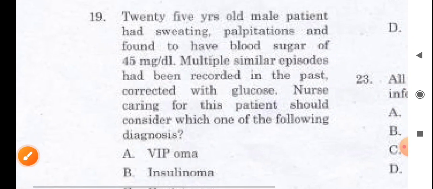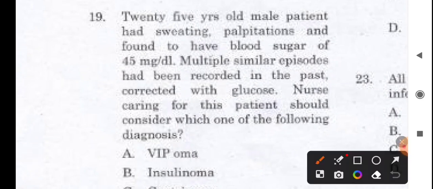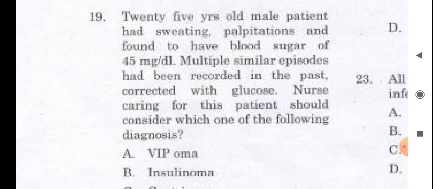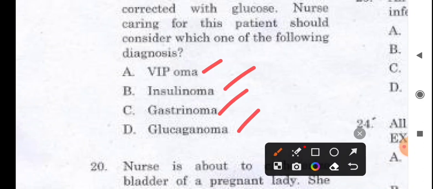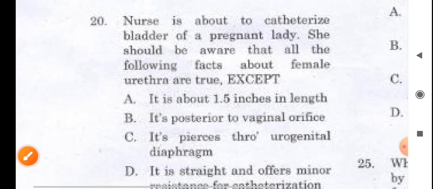So next, a 25 year old male patient had sweating, palpitations and was found to have blood sugar of 45 mg per dL. Multiple similar episodes had been recorded in the past, corrected with glucose. Nurse caring for this patient should consider which of the following diagnoses? VIPoma, insulinoma, gastrinoma, glucagonoma. So please comment your answers.